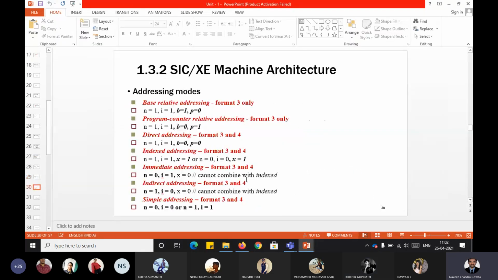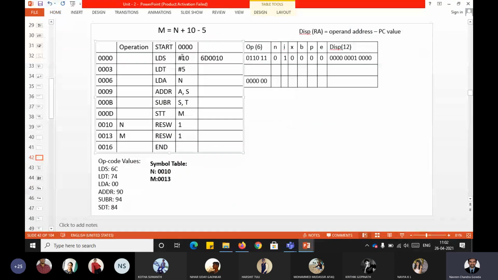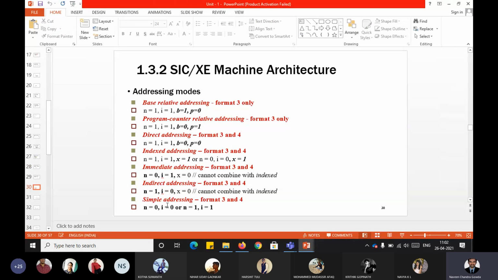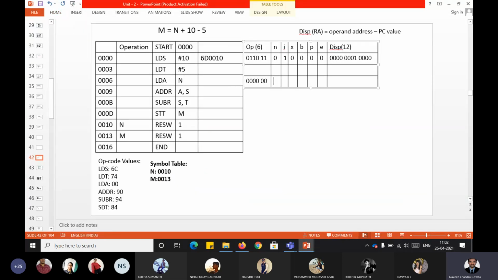So when the respective operand is preceded with neither the hash nor the at the rate, then it is a simple addressing mode, for which both n and i will be set as 1 1. Then again, is it making use of the X register? No, so it is 0. Again, is it format 3? Yes, as for format 3, the e bit is 0. Now I just left the B and the P empty. We'll fill that later once we find out the displacement.